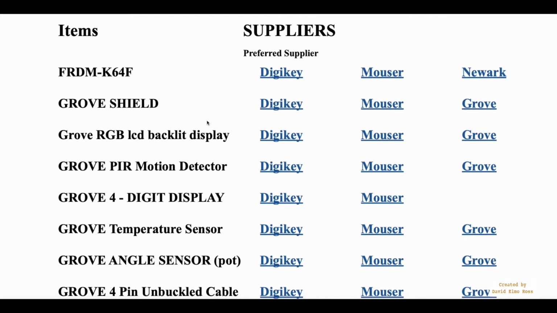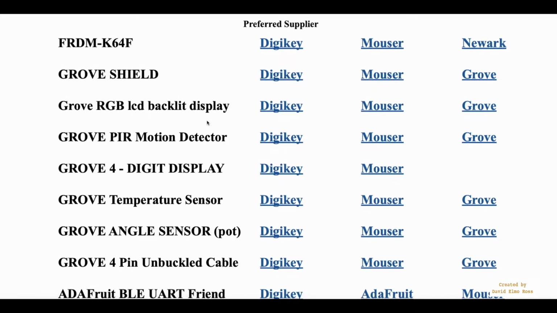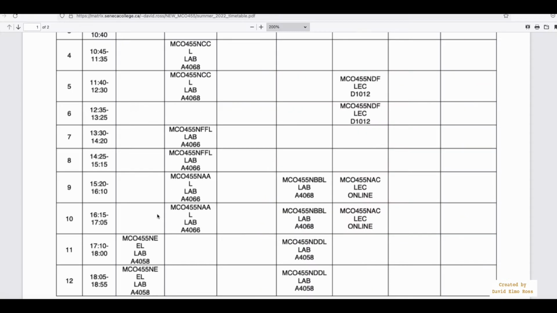However, all of the other items listed here, the Grove Shield, the Grove Backlit LCD, all the way down to the Adafruit Bluefruit UART Friend, you will have to purchase, and then you can hook these up to Freedom K64s that are actually in the labs that we're going to be using this semester. Let's take a look at our lab situation. So in A4058, A4066, 4068, and there's also another lab 4069, these labs all have Freedom K64s where you can hook up all of those other devices to them.